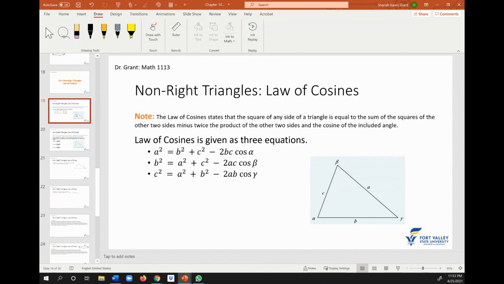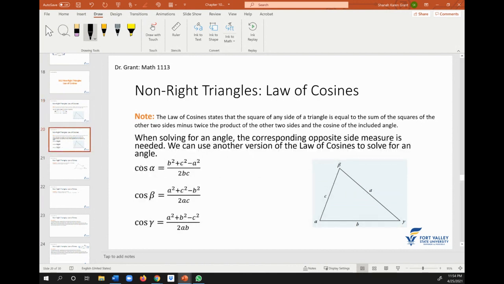online right now. But the law of cosines states that the square of any side of a triangle is equal to the sum of the squares of the other two sides, minus 2 times the product of the other two sides and the cosine of the angle. So for instance, if we look here, we see that a squared is equal to b squared plus c squared minus 2 times bc times cosine of the angle in question, which is alpha. And this relates to all the sides of the triangle. So we can have b squared in terms of the other sides. We can have c squared in terms of the other sides.